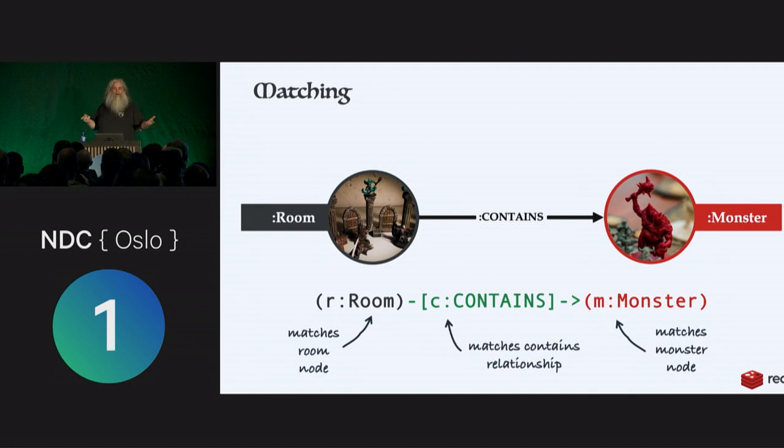And this is at the heart of it. And so this says, find any room that contains a monster. Match that pattern in the entire graph. You can imagine that if you have a really big graph and really poor queries, this could be slow.